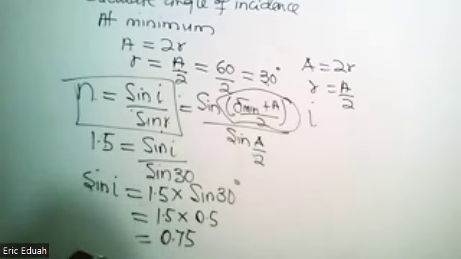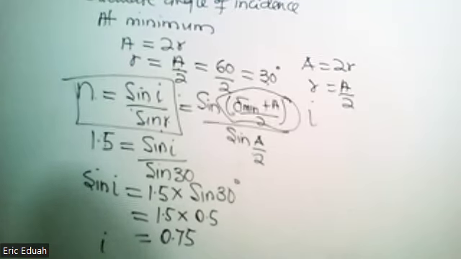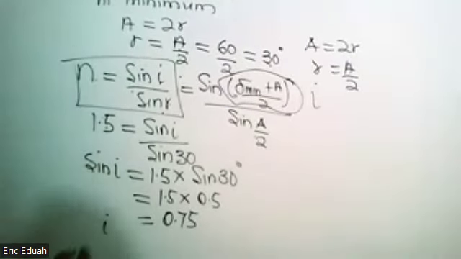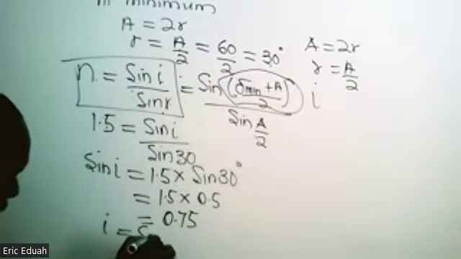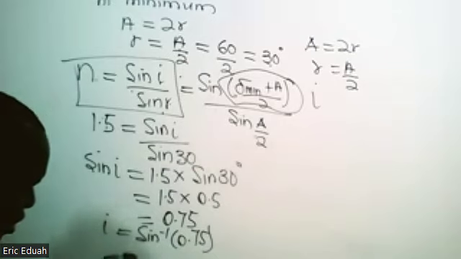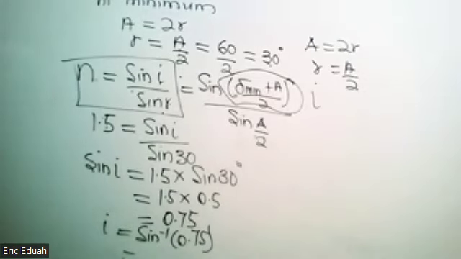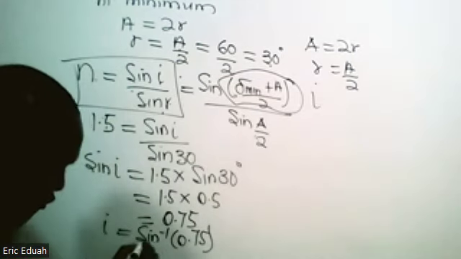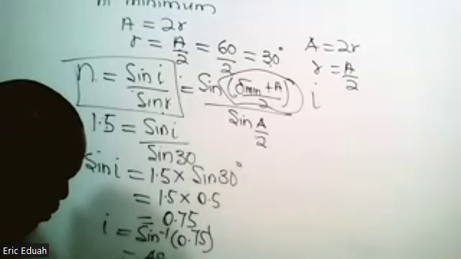Therefore, i is equal to the sine inverse of 0.75. What's the sine inverse of 0.75? And this is 48 point.